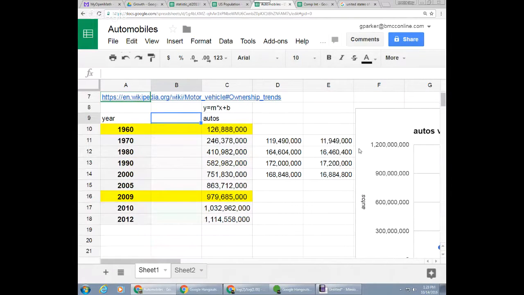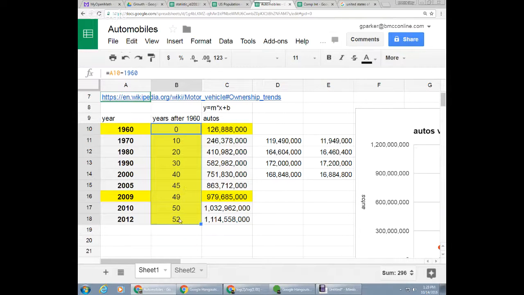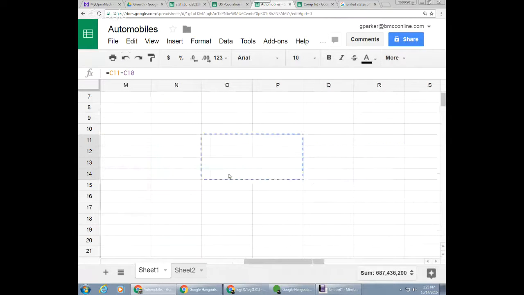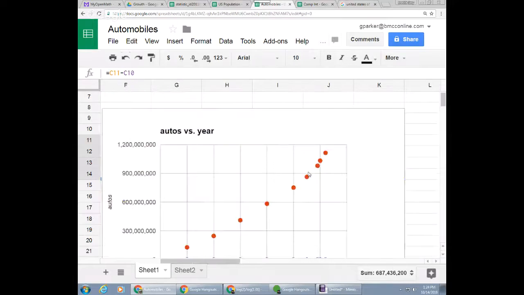Okay. So here I'm going to say this is years after 1960. And so I'll just say this is equal to whatever number is here minus 1960. And so the numbers I need to work with would be 0, 10, 20, 30, 40, 45, 49, 50, and 52. So those are the actual years I'm using here. And then let's move these guys over a little. Okay, I didn't need them anyway.